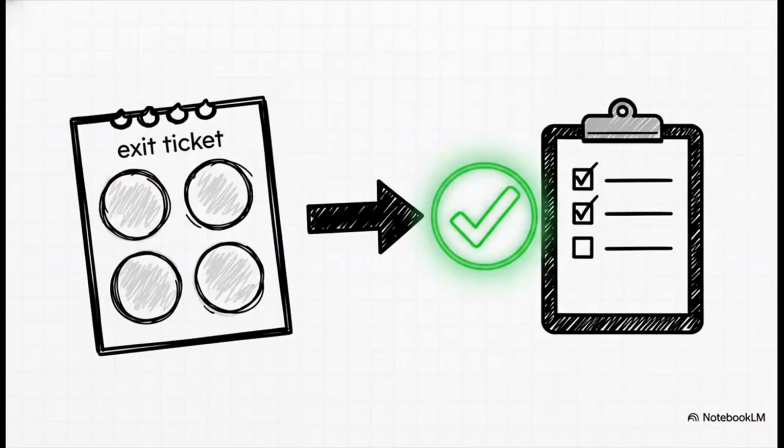And this is where it all comes full circle. We don't just put a grade on the exit ticket. We hold it up right next to those success criteria we set at the very beginning. Does this student work match the evidence of mastery we were looking for? When the answer is yes, we know our teaching worked. This student has met the standard.